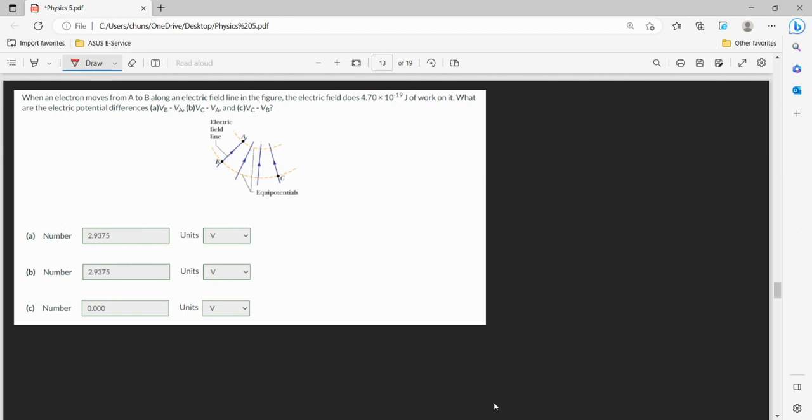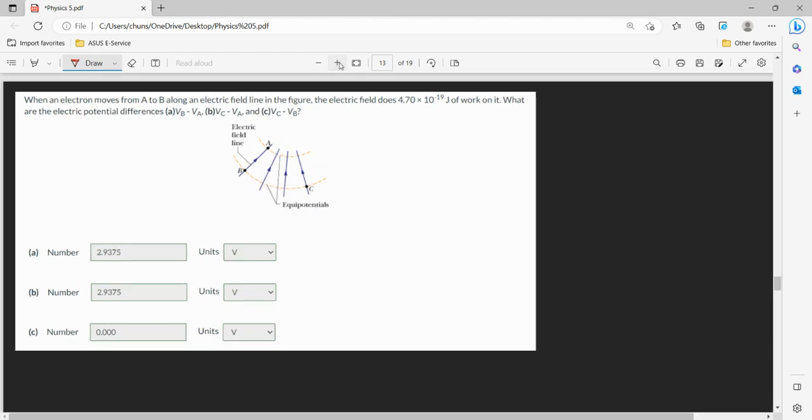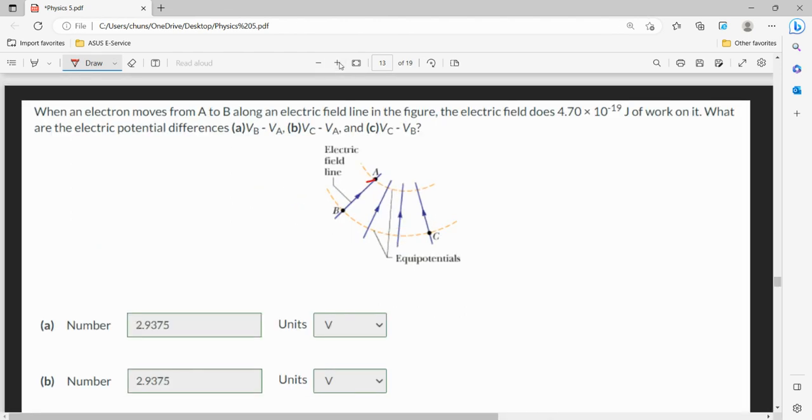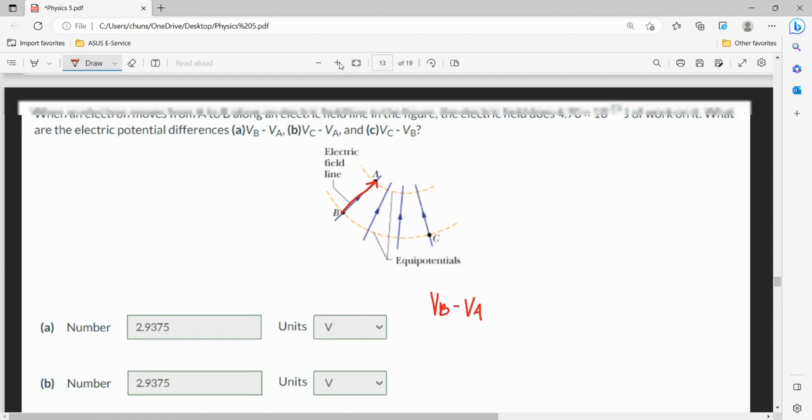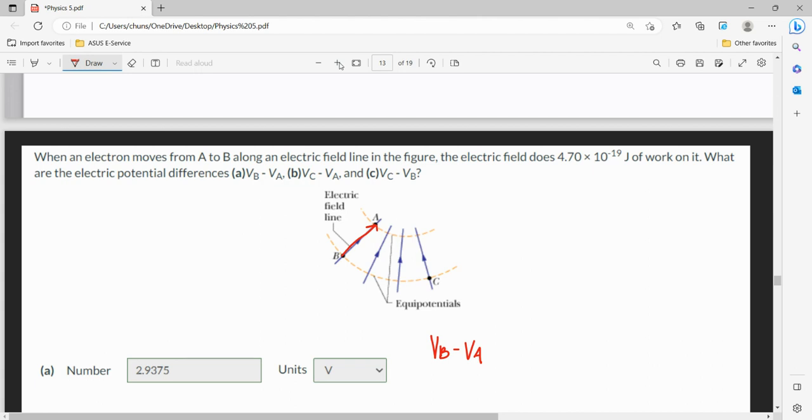It wants us to find the electric potential differences from B to A, so that's this line here, from C to A, and from C to B. If we start by looking at B to A, we can use this equation here. So VB minus VA, we're given the amount of work that it does.